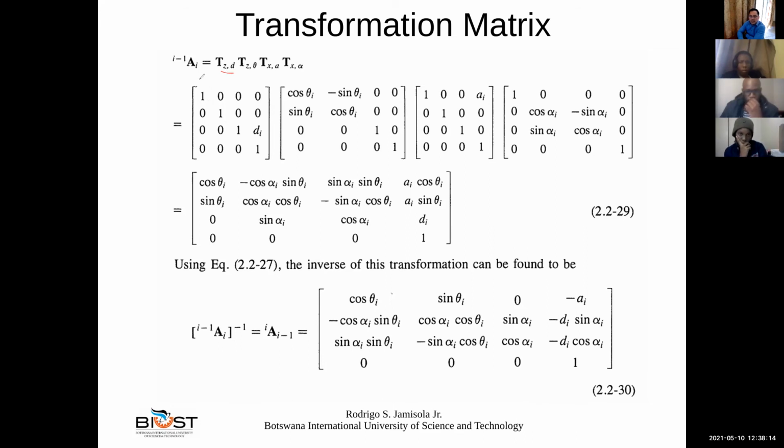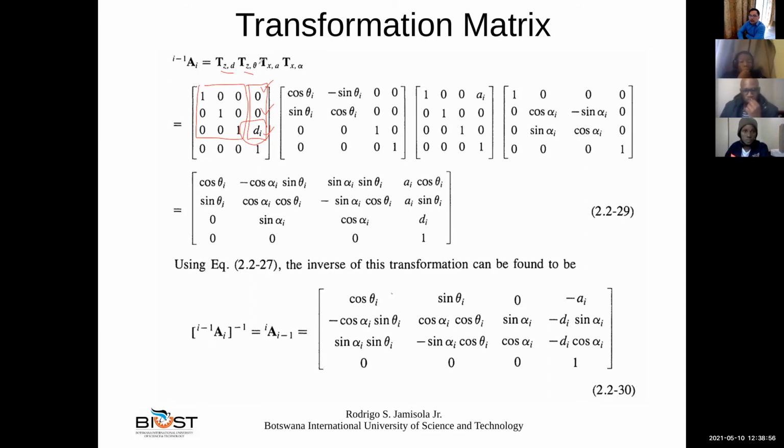I've already mentioned before that when we are considering only distance transformation, the rotation is identity. So here, we are only translating in terms of distance, okay? And that distance is along the Z-axis. So this is X, Y, Z. So the Z-axis is here. This is the transformation along the Z-axis by a distance di, which is the first DH parameter.